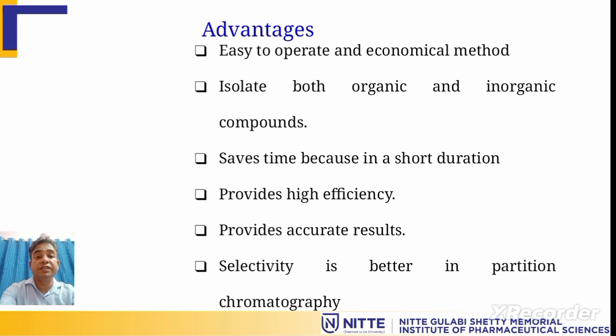It provides high efficiency, right? Reliability of result is very good, so it provides accurate results. The selectivity in partition chromatography is also better, right? You have a lot of methods to choose the paper, I mean the stationary phase. Different treated papers are present, in which water is integrated for acting as a stationary phase. I will show the different types of paper when we see paper chromatography individually. So these are the advantages of partition chromatography.